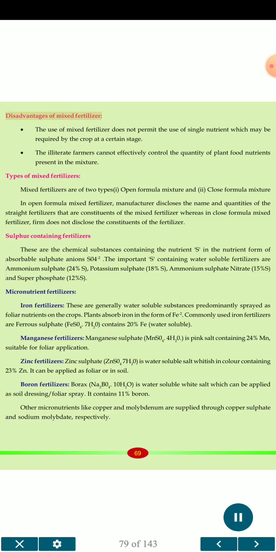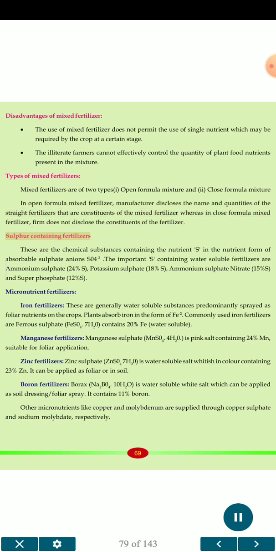Disadvantages of mixed fertilizer. The use of mixed fertilizer does not permit the use of a single nutrient which may be required by the crop at a certain stage. Illiterate farmers cannot effectively control the quantity of plant food nutrients present in the mixture. Types of mixed fertilizer. Mixed fertilizers are of two types: open formula mixture and closed formula mixture. In open formula mixed fertilizer, the manufacturer discloses the name and quantities of the straight fertilizers that are constituents of the mixed fertilizer, whereas in closed formula mixed fertilizer, the firm does not disclose the constituents of the fertilizer.